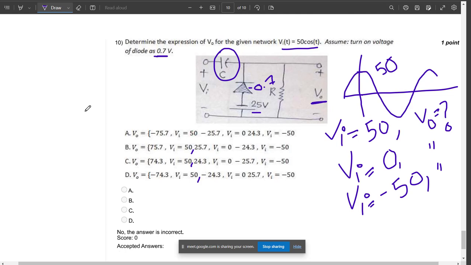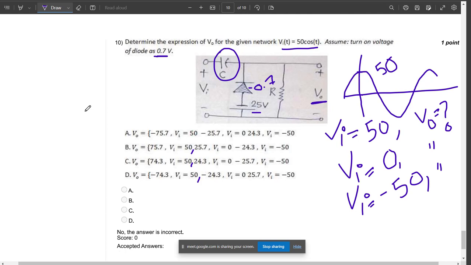Ma'am, if we ignore R, the load, for a moment, and we see what value the capacitor will be charged to. So it's like a rectifier. The capacitor will be charged to 24.3 volts, 50 minus 25.7, 24.3 volts. So that will be the voltage across the capacitor.